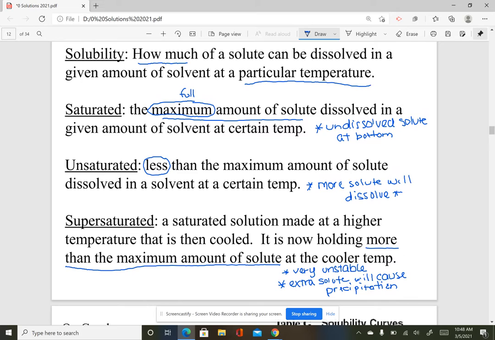So there's a very specific way to make a supersaturated solution, and I'm going to show you that in class the next time I see you. So we'll talk about that. All you need to know now is that it's really holding more than it should, so it's unstable.